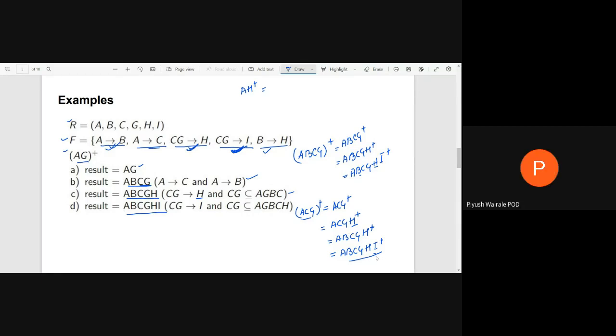Anjana, I think it will be good if we put the bracket and after that the plus symbol. ACGH in bracket and after that the plus symbol. Otherwise, students will get confused. Yeah, like this.